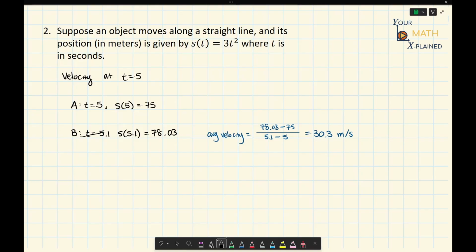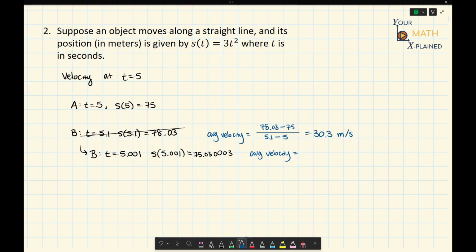So now let's fast forward a bit. Instead of our point B being at t is equal to 5.1, why don't we try a much closer number? So now instead, let's say we want to find the average velocity between A and B, where B is going to be t is equal to 5.001. Then the position of this object at that time is going to be s of 5.001, and that is going to be equal to 75.030003.